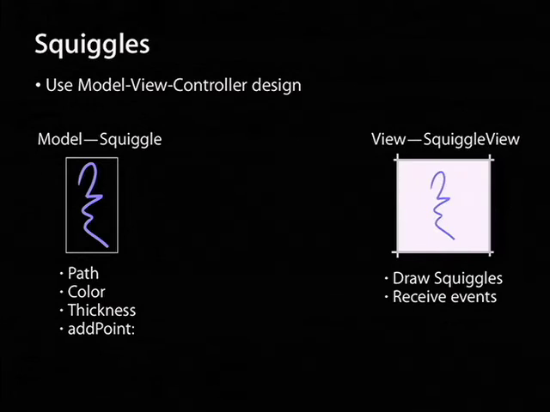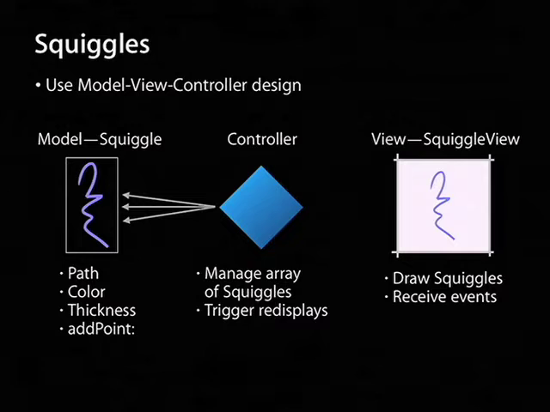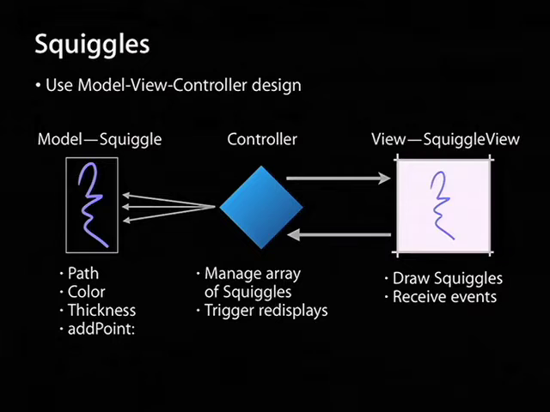We have our view object too, and the view's responsibility is to draw the squiggle and also to receive events, mouse down events in particular. We have a controller object, which will manage an array of squiggles. With a bit of abusive notation, the model is really the array here. It will also trigger redisplays. For example, when a squiggle is added, it will tell the view it needs to redraw. So what kind of relationships do we have? The controller, as I mentioned, will manage the array of squiggles, while the view and the controller will each relate to one another. The controller will tell the view it needs to redisplay, and the view will tell the controller when it receives an event.